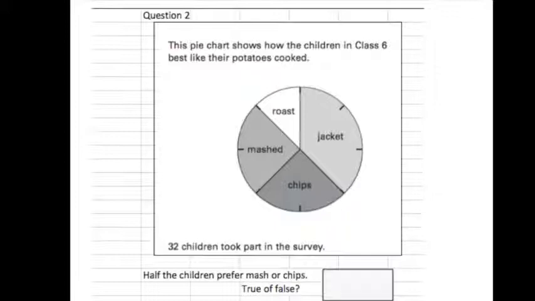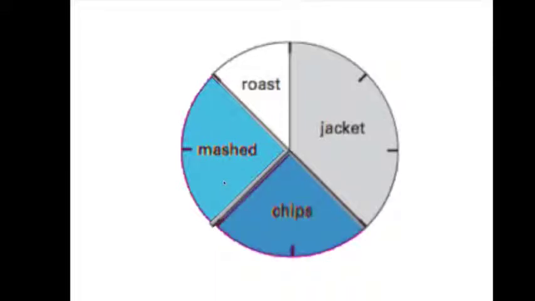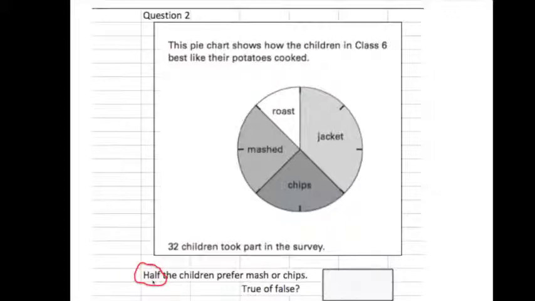Question 2. This pie chart shows how the children in class 6 best like their potatoes cooked. And we've got a pie chart with roast potatoes, jacket potatoes, chips and mashed potatoes. It says 32 children took part in the survey, but the question is: half the children prefer mash or chips, true or false. So we're looking at mash and chips, and we want to know if half of the children prefer mash or chips, and we'll be answering true or false.